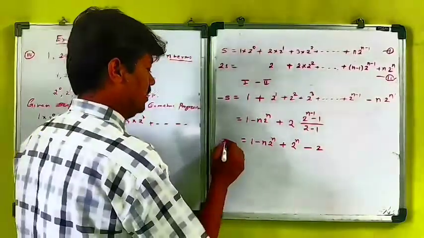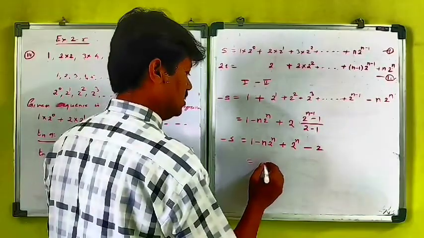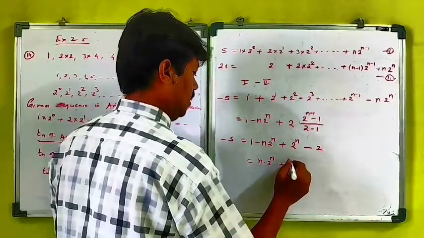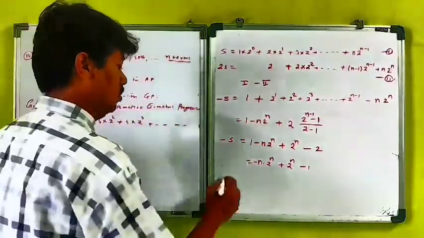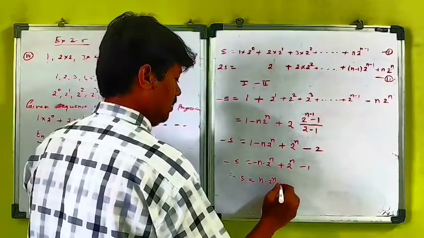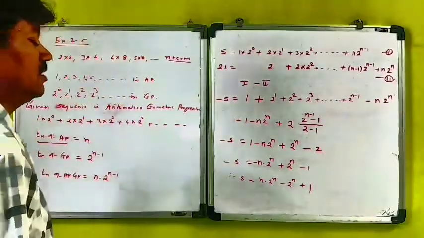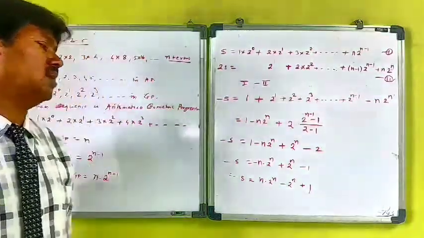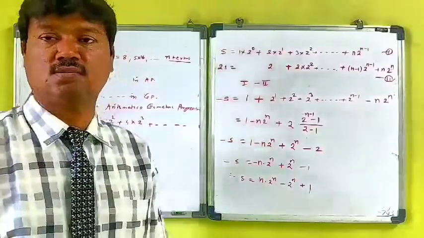So that is minus s. So 1 minus 2 will give you minus 1. So it is n into 2 raised to n plus 2 raised to n, and this is minus 1. So the final s will be n into 2 raised to n minus 2 raised to n plus 1. So 2 raised to n you cannot take common. That's the final answer for this. So s is equal to n into 2 raised to n minus 2 raised to n plus 1.